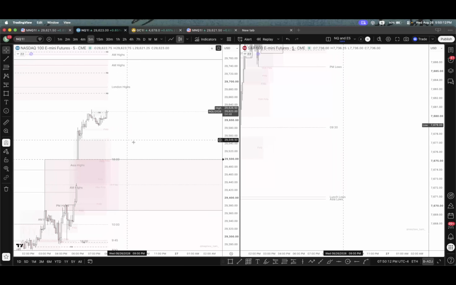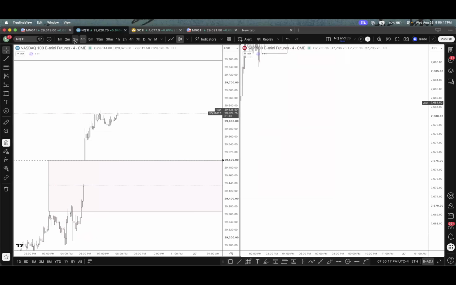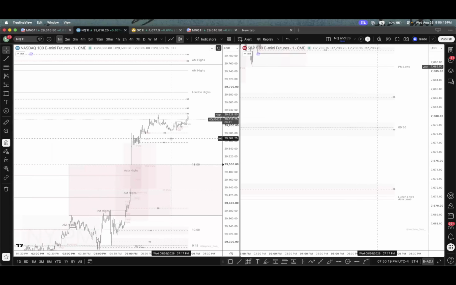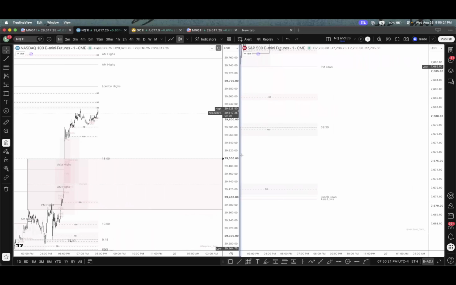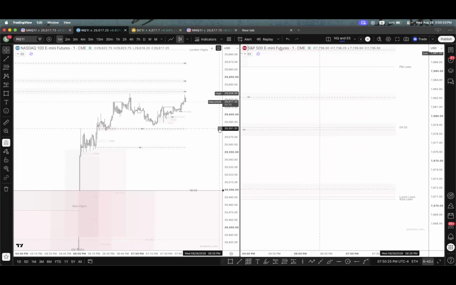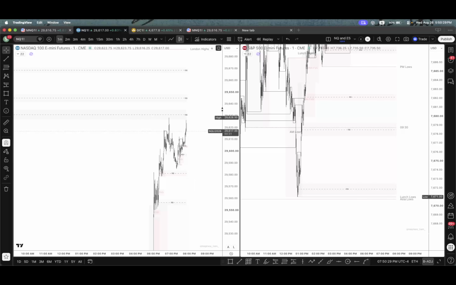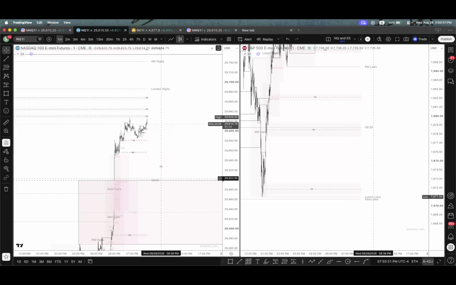Either way, we're still waiting for this. On the 1 minute, this is pretty simple. We just have to wait for this. That's really all I have to say here. So we're not going to do anything until price mitigates that. But that's in terms of longs.